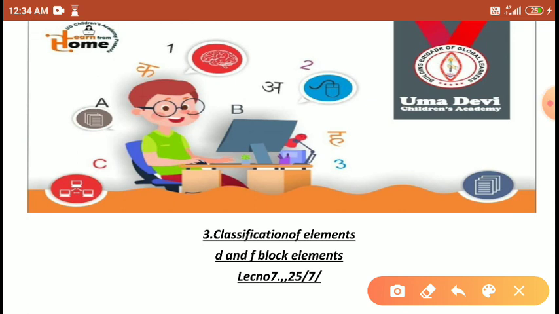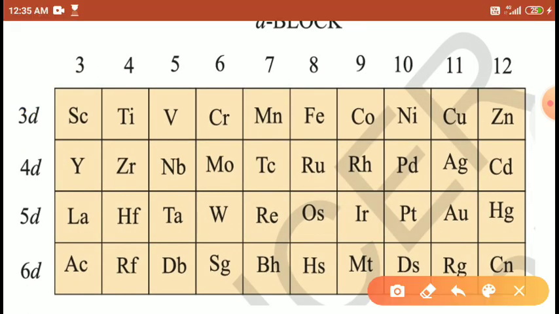Students, today we are discussing the D and F block elements. So let's start with the D block first. So this is the D block, students. What is the D block? D block means the outermost electrons, or we may say valence electrons, are occupying the D orbitals. Such an element is called a D block element.